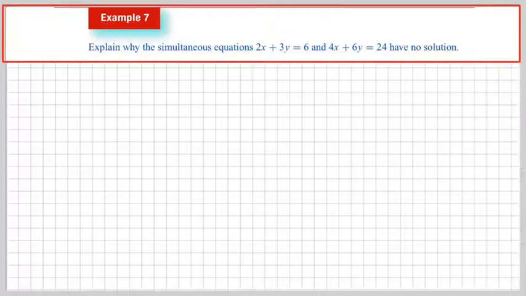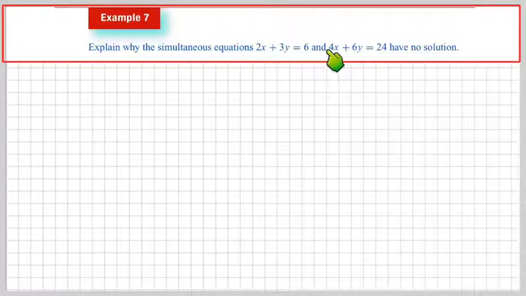We've got an example. Explain why the simultaneous equations 2x plus 3y equals 6 and 4x plus 6y equals 24 have no solutions. Well, I can tell you at a glance why that is the case. The proportion of this to this, 2 is to 3, that's also 2 is to 3, therefore those lines are parallel. Furthermore, if you divided through by the y coefficient, that would be 2/3 x plus 1y equals 2.